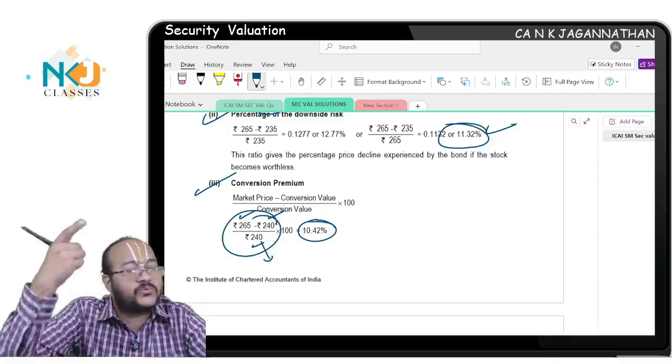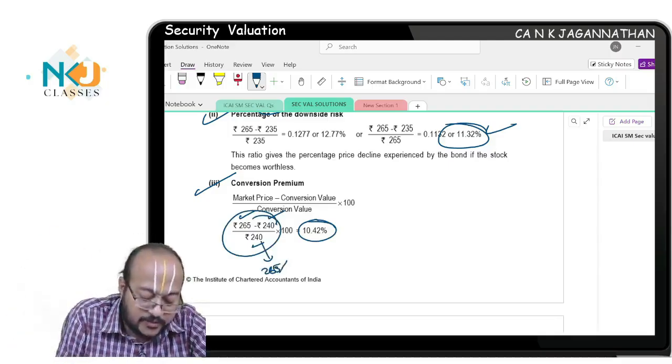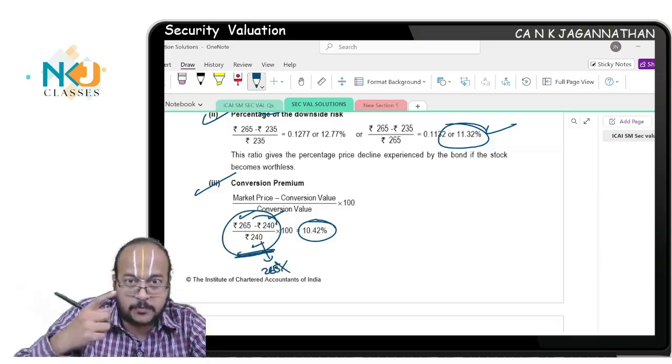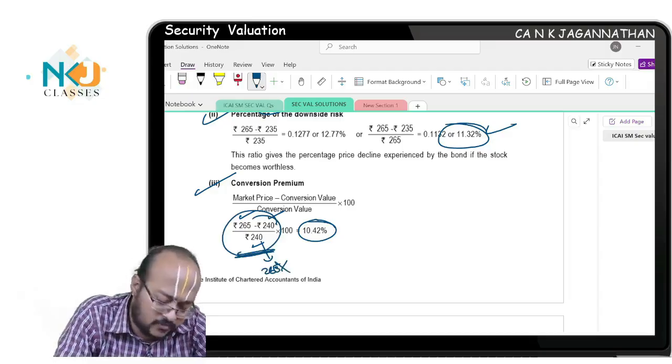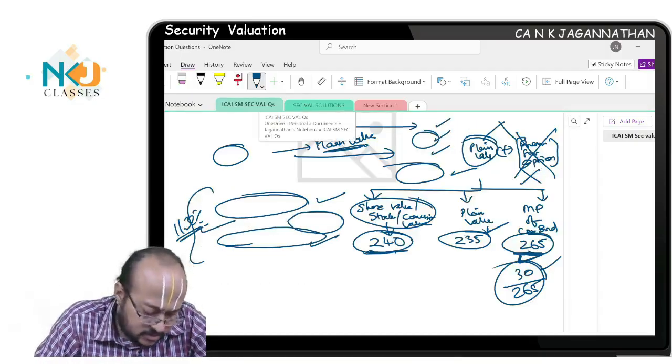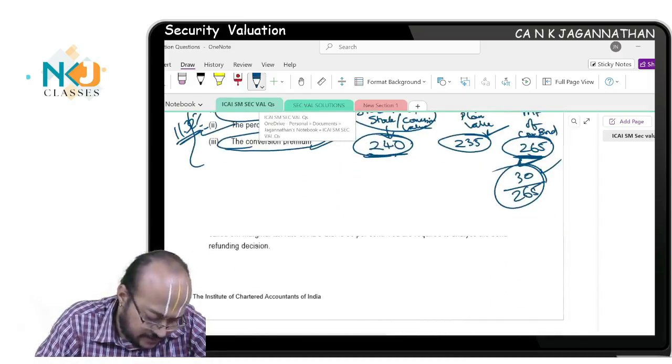In some questions, I told you, they have taken 265. That is wrong. You should take 240, because that is the premium you will pay. Initially you need to pay over and above the plain conversion value. That is the conversion premium.